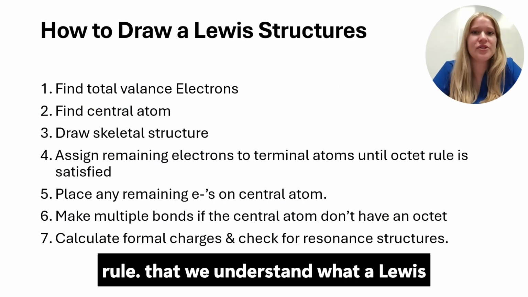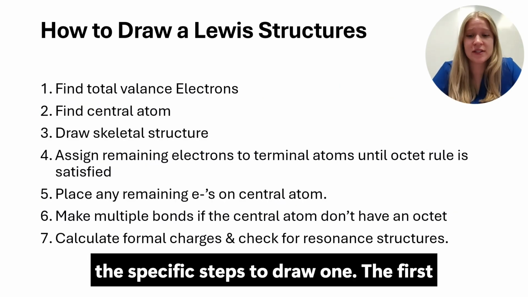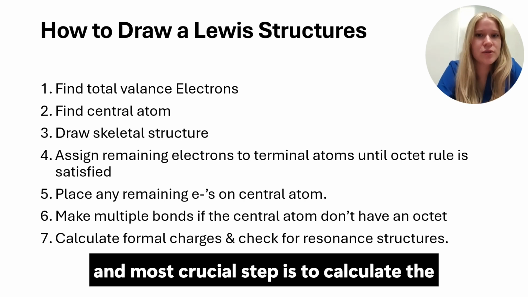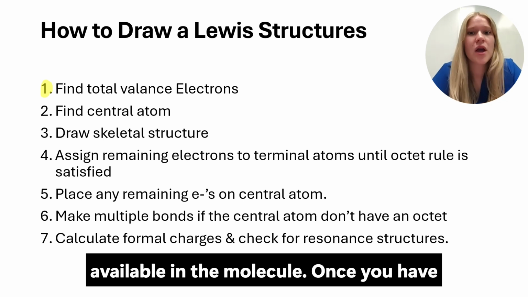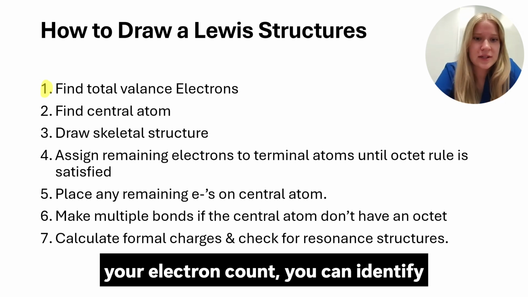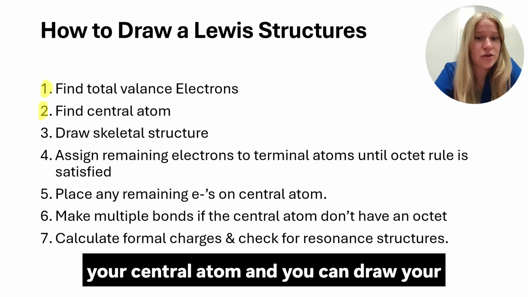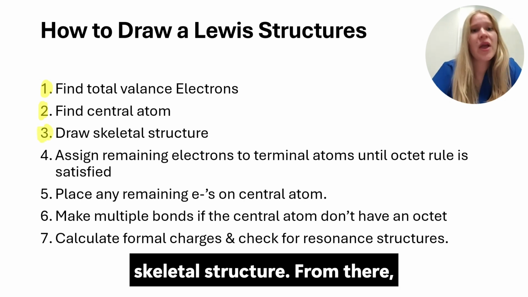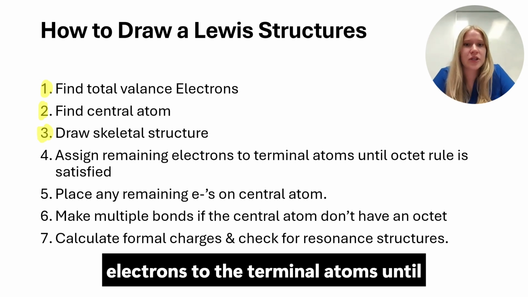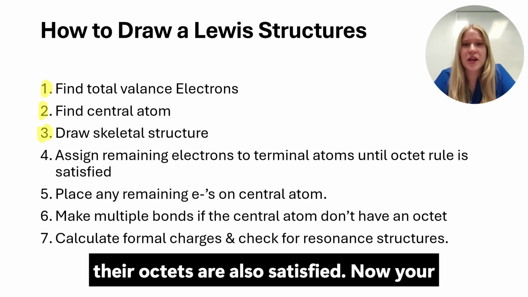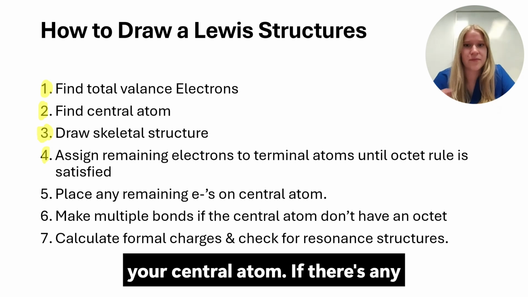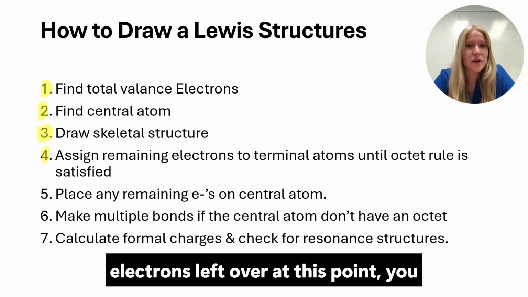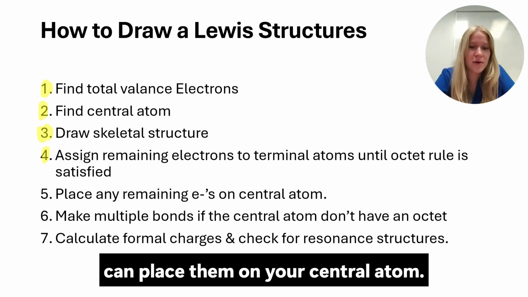Now that we understand what a Lewis structure represents, let's walk through the specific steps to draw one. The first and most crucial step is to calculate the total number of valence electrons available in the molecule. Once you have your electron count, you can identify your central atom and you can draw your skeletal structure. From there, you're going to assign the remaining electrons to the terminal atoms until their octets are also satisfied. Now, your terminal atoms are referring to those atoms that are going to be found around your central atom. If there's any electrons left over at this point, you can place them on your central atom.